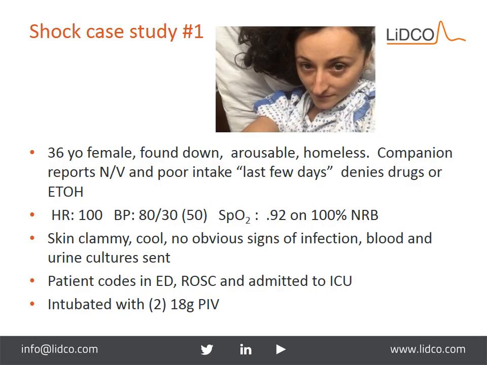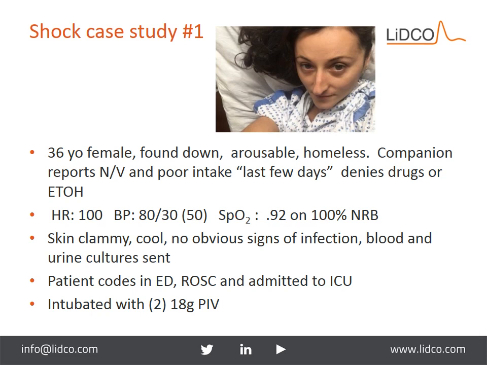So let's do a case study. This is a 36-year-old female. She was found down. She was arousable. She is homeless. Her companion reported that she had nausea and vomiting and poor intake for the last few days and denies that she's been using any drugs or alcohol. Her heart rate's 100. Her blood pressure is 80/30. MAP there is 50. Her sats are 92 on 100% non-rebreather.